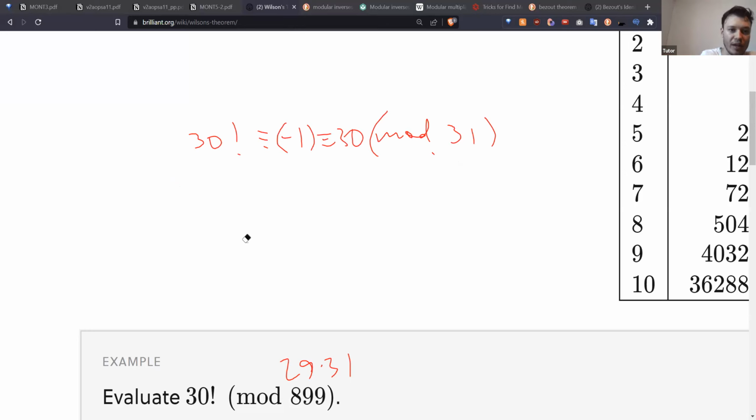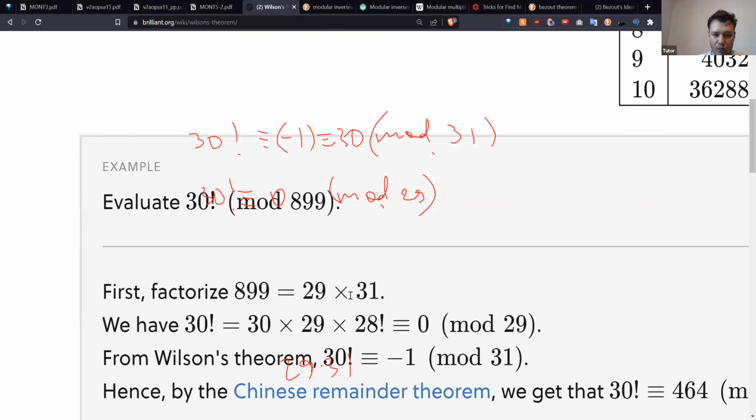So if I look at mod 29, I see that 30 factorial is going to be congruent with 0 mod 29, because it already contains a 29 inside. Okay, so what can we do with this?